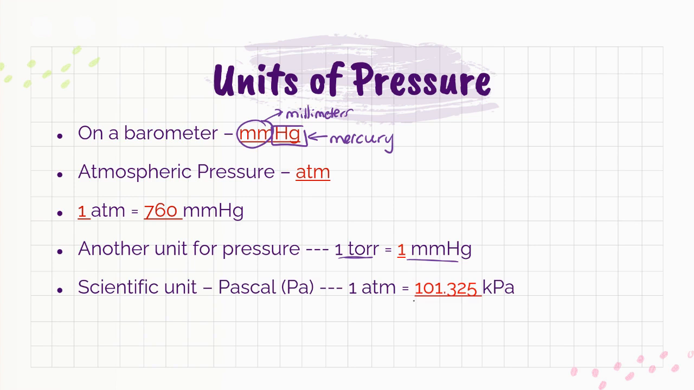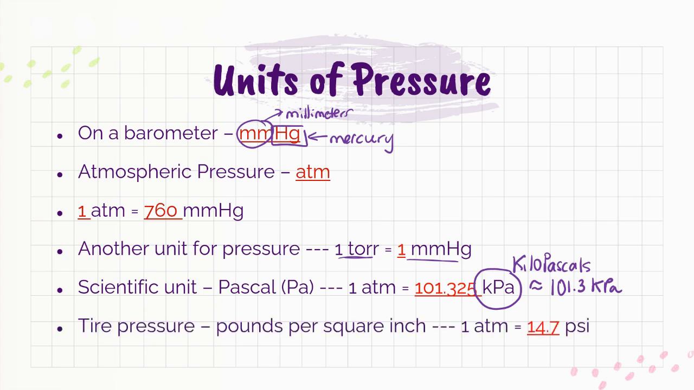1 ATM is equal to 101.325 kPa. This is kilopascals. For the pressure units that we usually encounter in chemistry, it's better to use kilopascals. Otherwise, you're going to have a massive number. The other thing is, I like to round this number a lot of times just to 101.3 kPa. So if you want to do calculations as 101.3 instead of 101.325, that's fine.